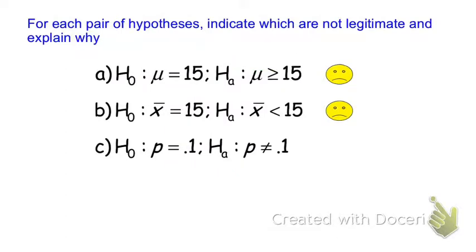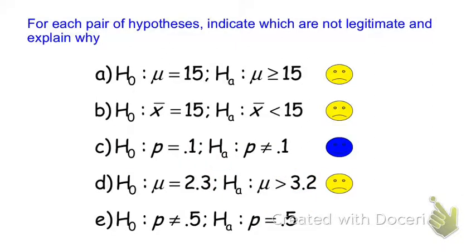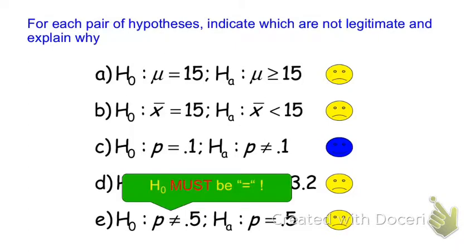What about C? Is it okay? C is good. What about D? There's something wrong. They have to be the same number. So cross this one out. It needs to be 2.3. What about E? You need to flip the signs. The null hypothesis always needs to be equal.